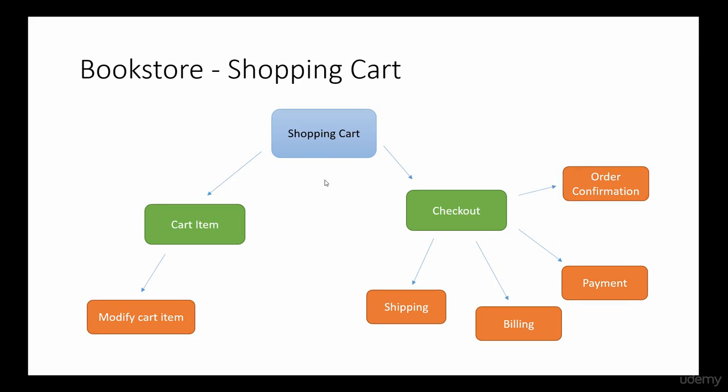And for shopping cart, we have the cart item. So every item in the shopping cart can be considered an individual item module, and then we can modify the cart item, like change the quantity and delete it and things like that. And if we choose to check out, then we will have the checkout process module, where we will deal with the shipping address, billing method, and payment and order confirmation at the last.